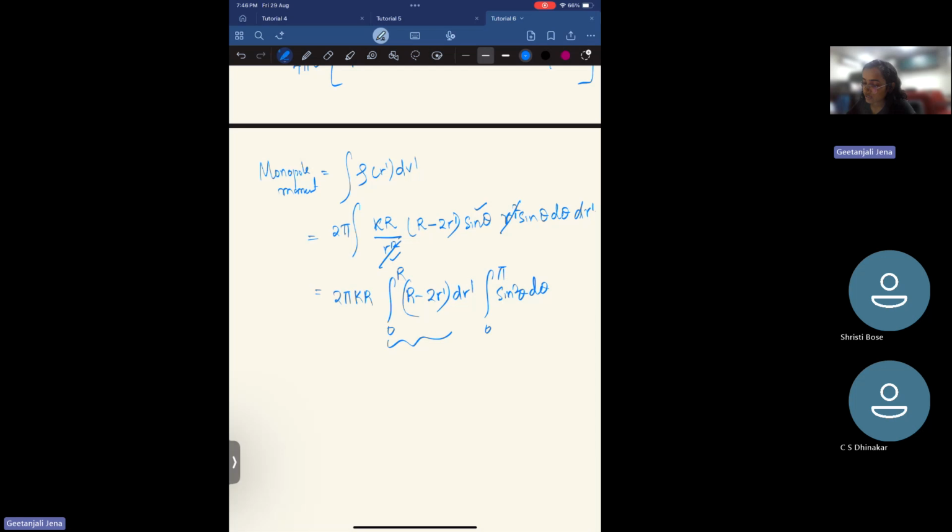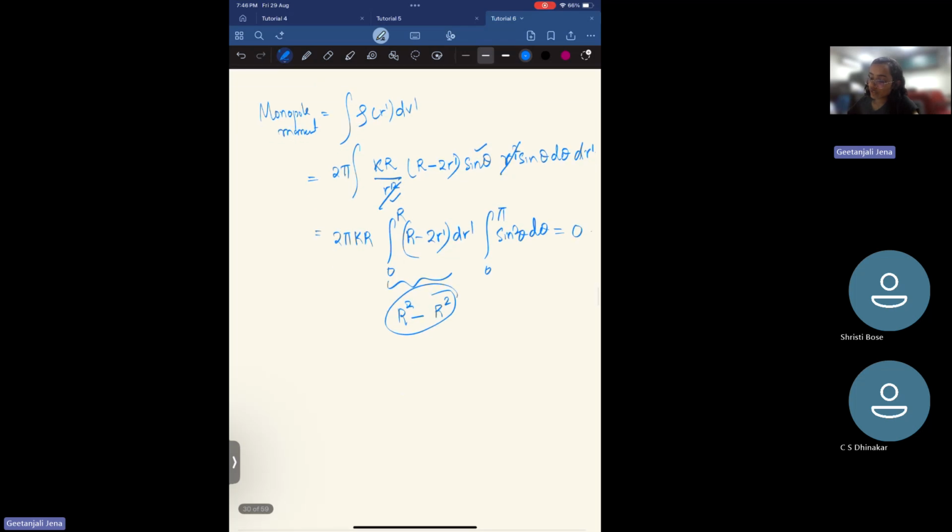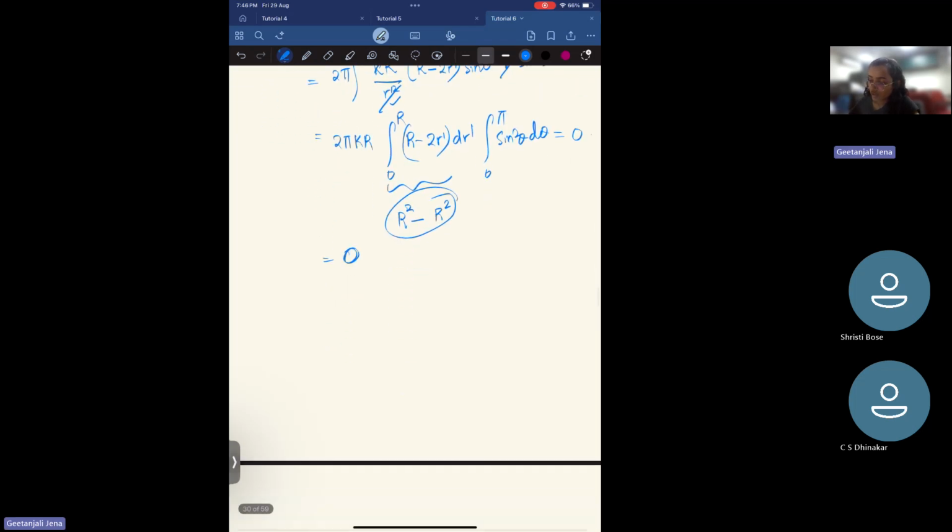If we look at this integration, this will give R square minus R square, so the total integration will be 0. So there is no contribution due to the monopole moment. Now we'll look at the dipole one.